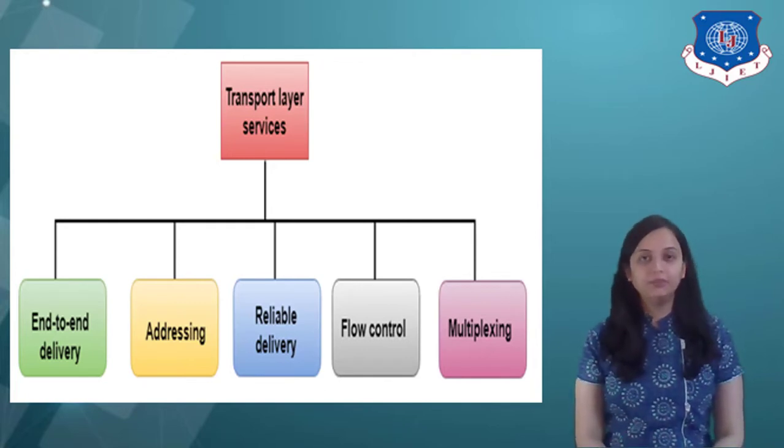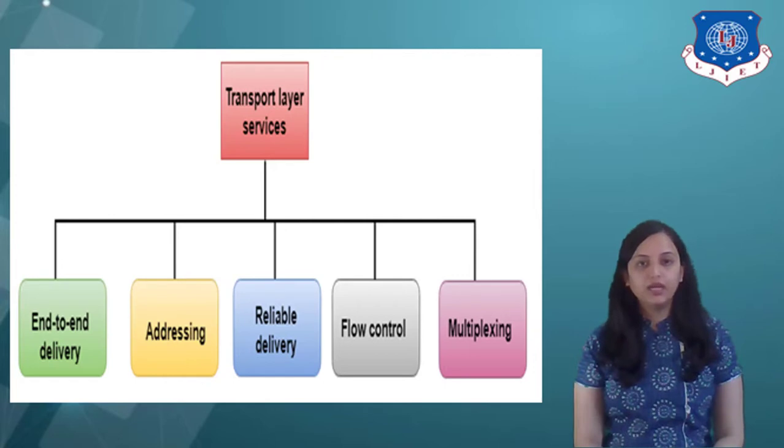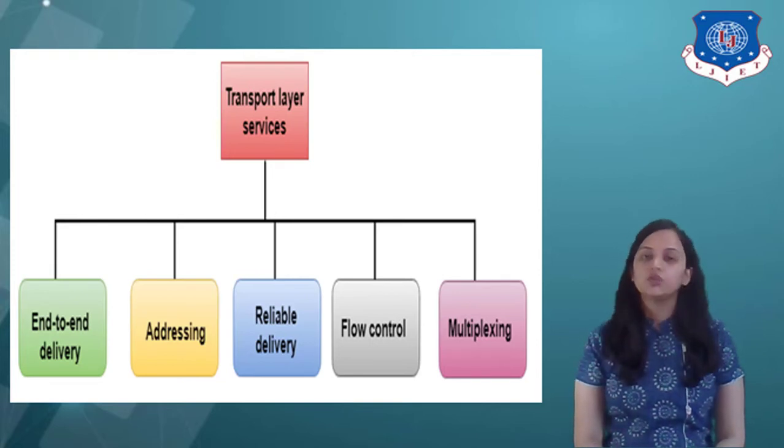Here the next is multiplexing. So the transport layer uses the multiplexing to improve the transmission efficiency. Here multiplexing can occur in two ways. The first one is upward multiplexing and the second one is downward multiplexing. So upward multiplexing means multiple transport layer connections use the same network connection. And the second one is downward multiplexing, which means one transport layer connection which uses multiple network connections. So multiplexing is done at the transport layer.